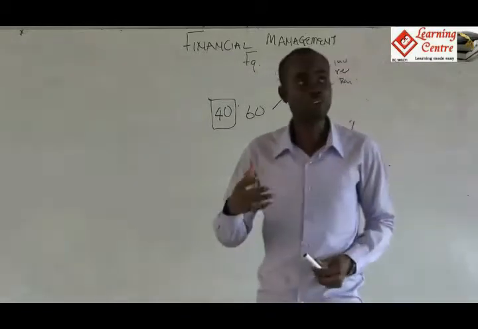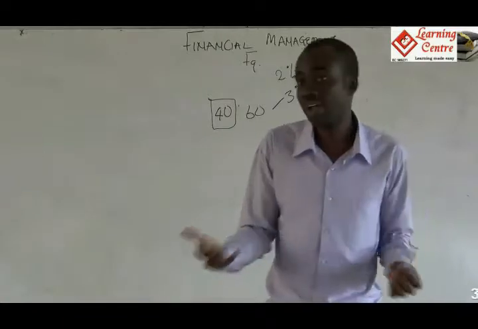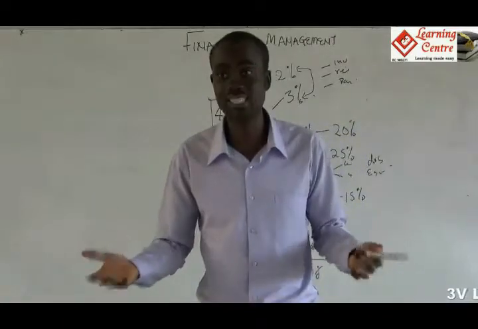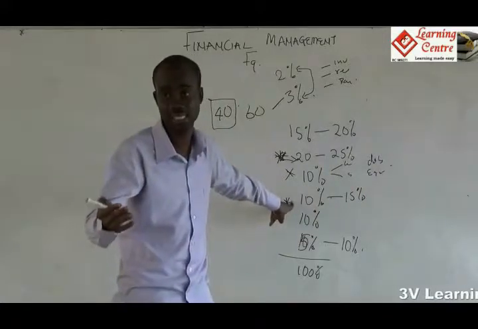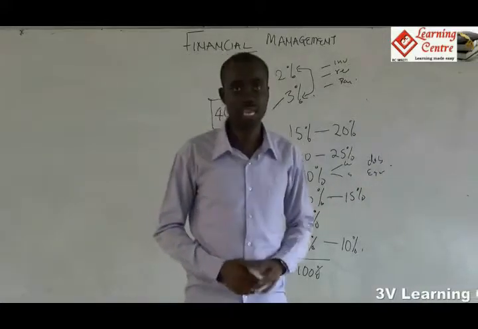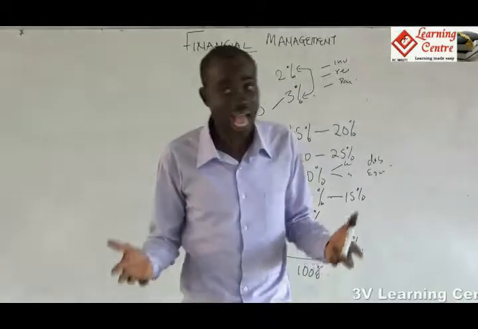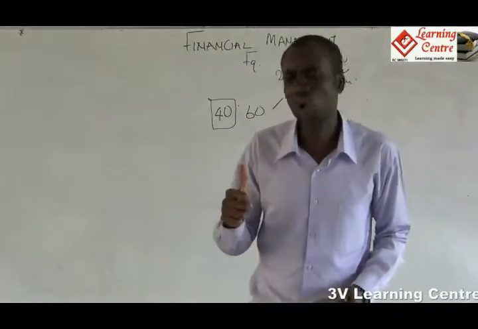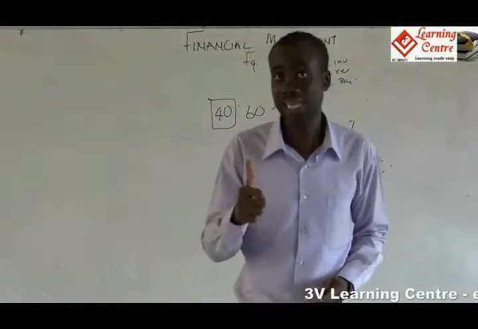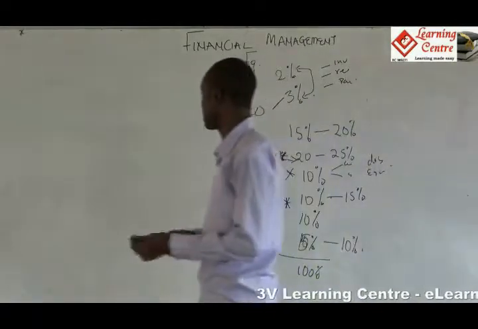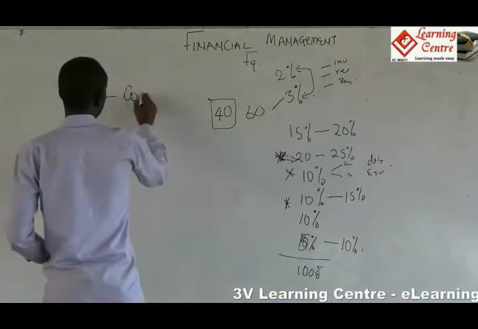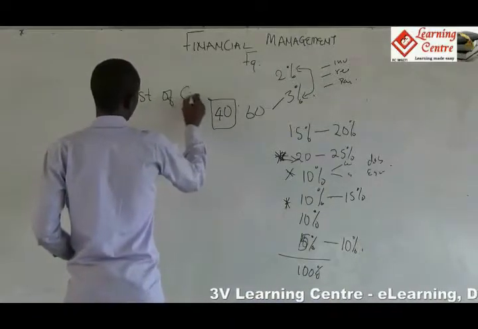Because one of the techniques that we use in arriving at our NPV and the rest is our cost of capital, also known as the discounting factor. Are we together? So at 3V Learning Center, how do we structure this? We look at cost of capital first, and like I said, the heartbeat of financial management. We look at the first section known as the cost of capital.